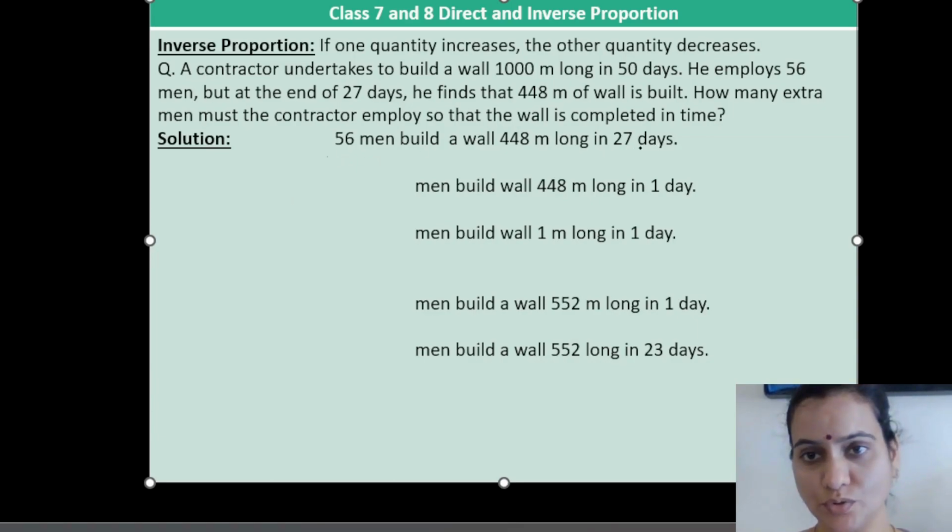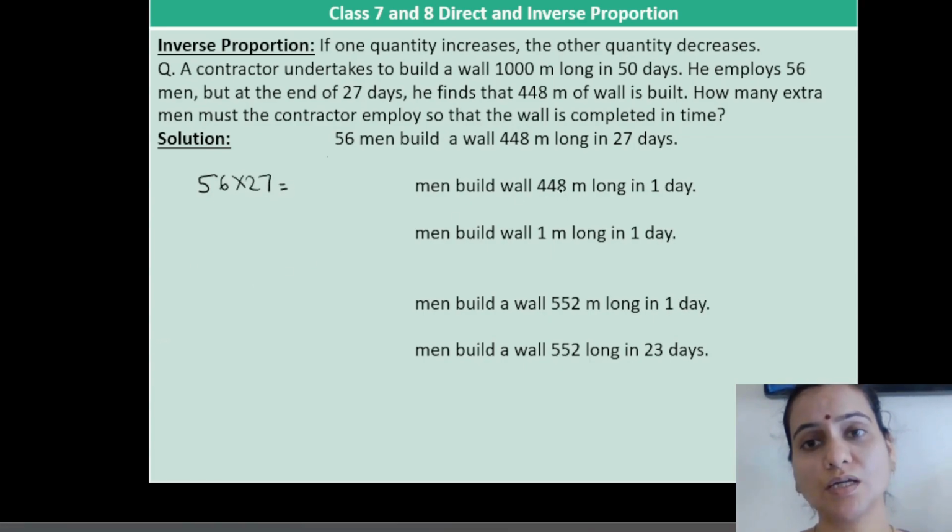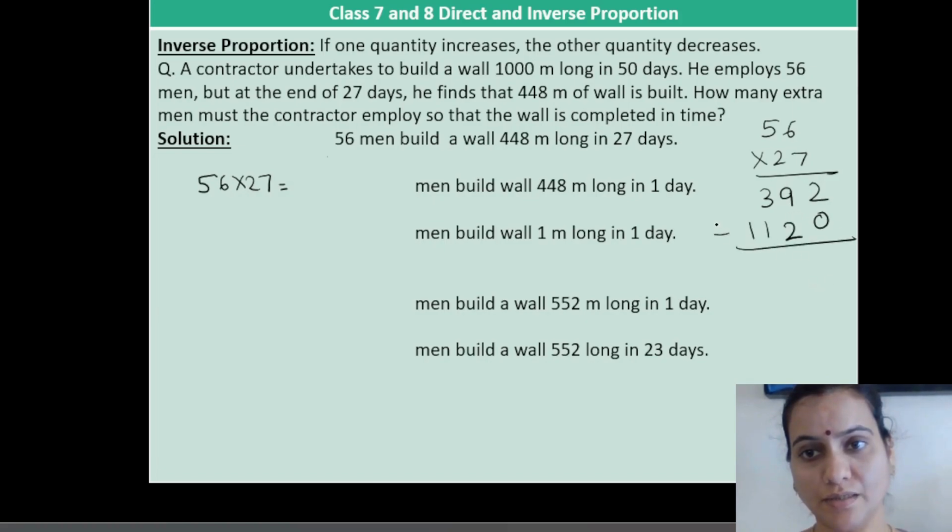56 into 27, I do that, then only I can find out the number of men required to build a wall of 448 meter long, because the number of men will definitely be a lot more in one day. The same amount of work has to be done by 27 times more men. So 56 into 27 I need to do. 7 6s are 42, 4 gets carried over, 7 5s are 35, 35 plus 4 is 39, so 392, then this will become 112. 56 into 2 I am talking about that. Now if you add this up, 2 comes here, 11, 1 gets carried over, 5, 1512 men will be required to build a wall 448 meter long in one day.